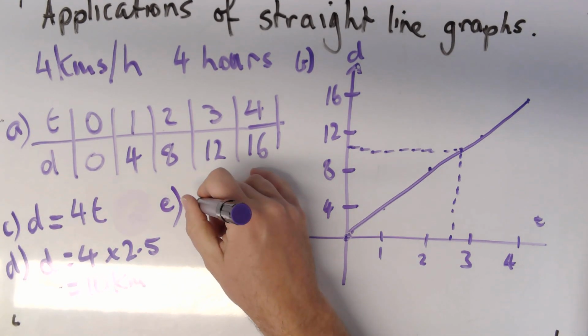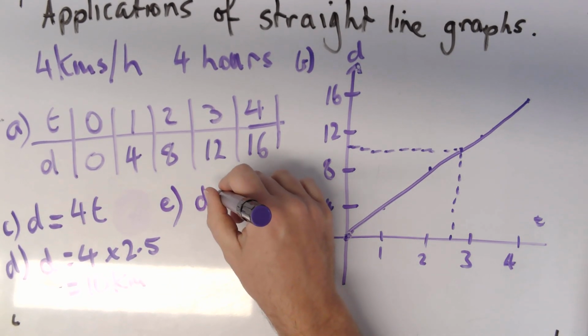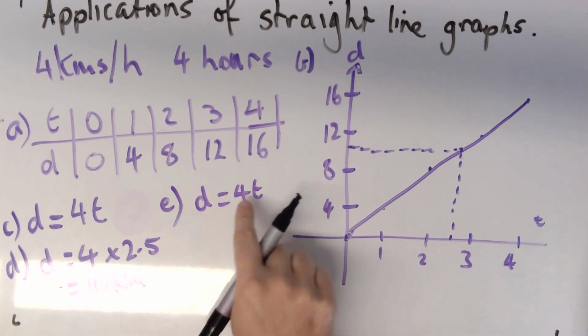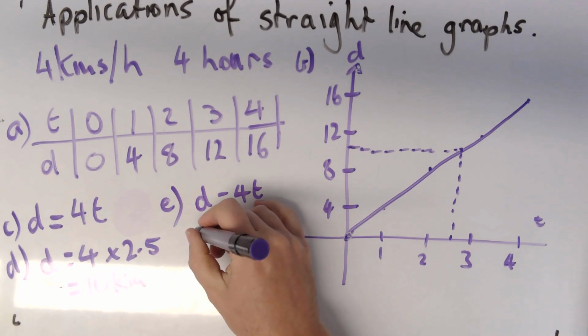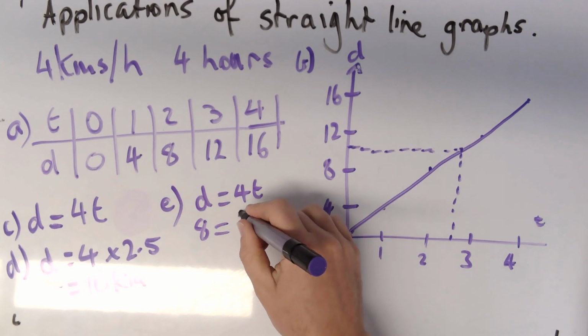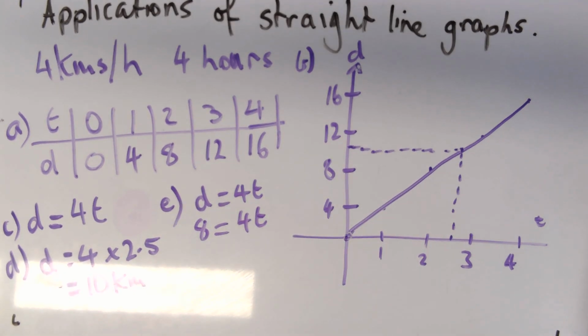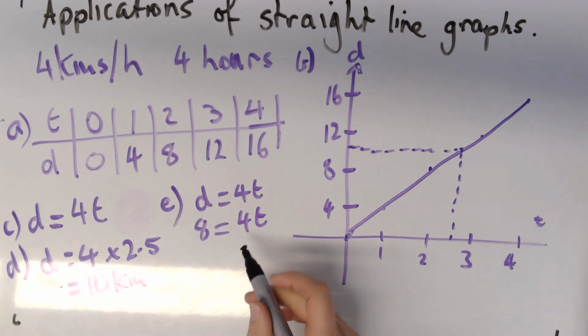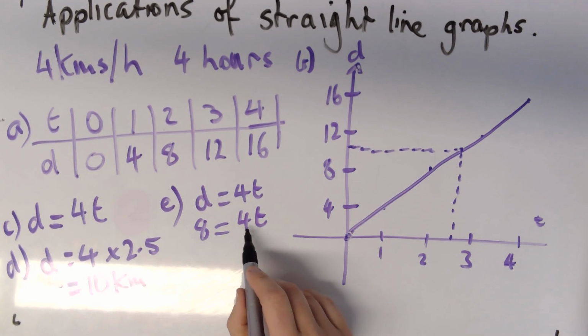So this time I've still got my rule, distance equals 4t. This time though, I'm not told my time, I'm told my distance. So I have 8 equals 4 times t. Now again, you could just read from your graph with this. This is one of our points we know. But actually, algebraically, how do we get there? Well, I've got 8 equals 4 times t.